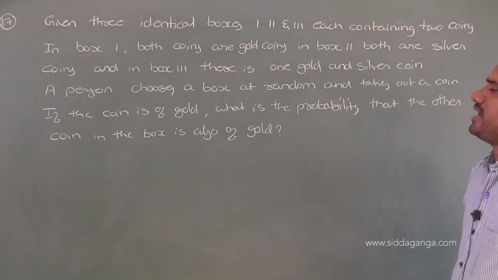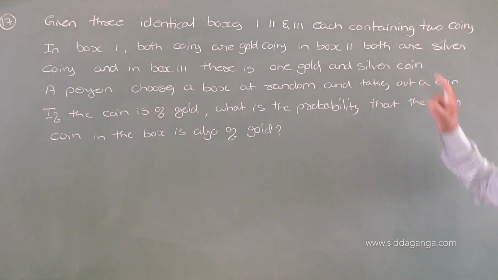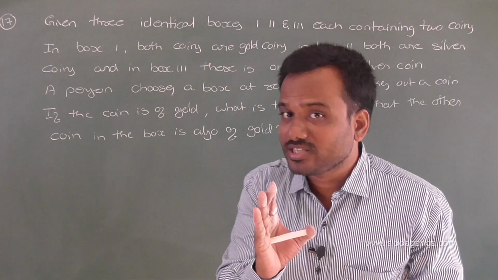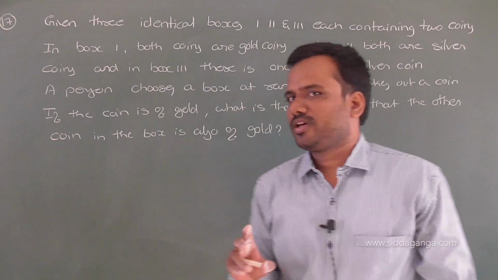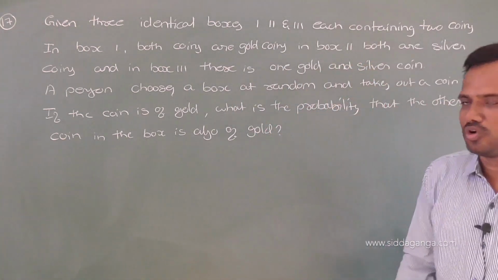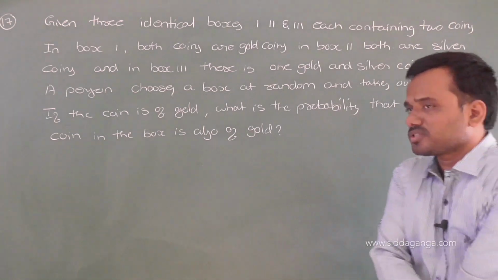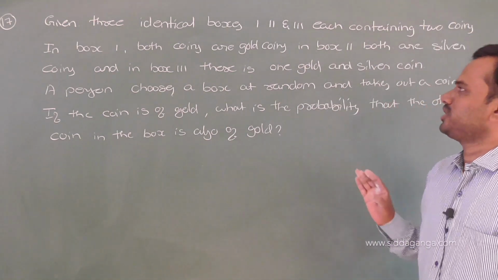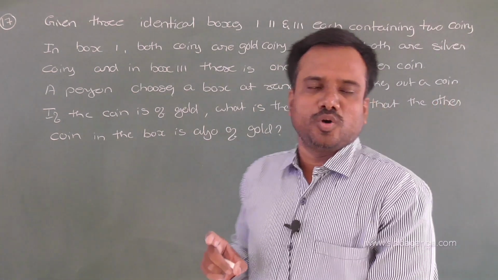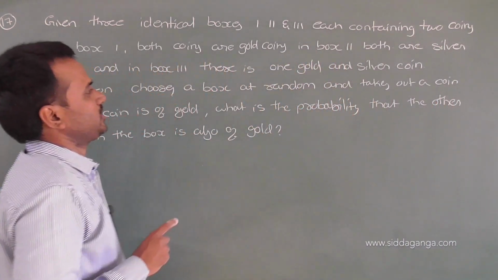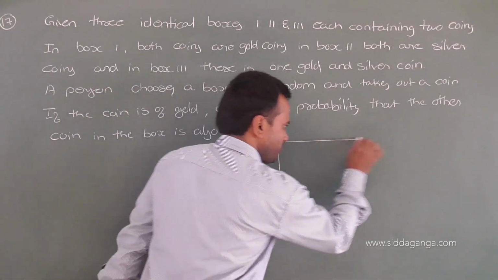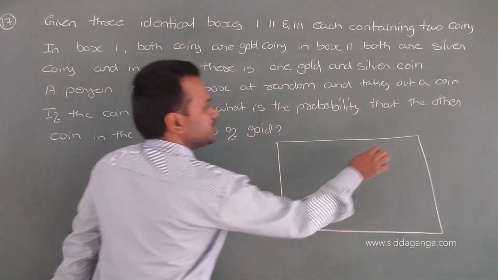So given 3 identical boxes, 1, 2 and 3, each containing 2 coins. So in each box 2 coins are there. In box 1, both the coins are gold coins. In box 2, both the coins are silver coins. And in box 3, one is gold coin, another one is silver coin. Better we first observe the concept.